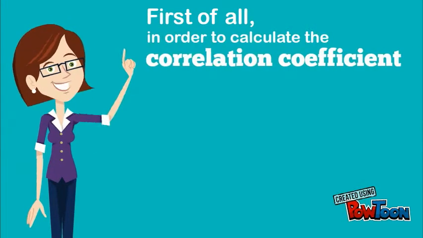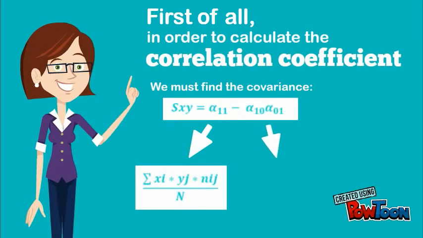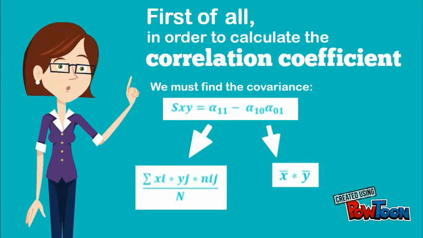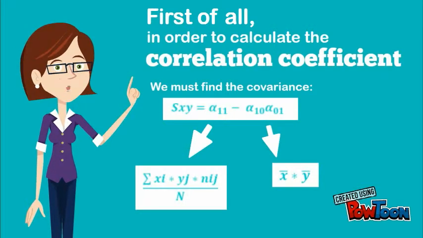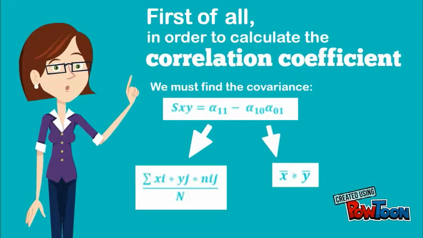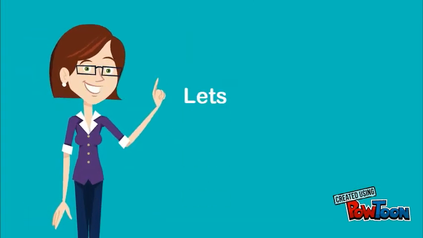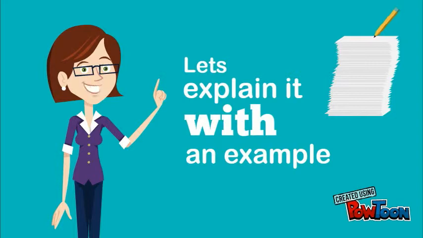First of all, in order to calculate the correlation coefficient, we must find the covariance, which is alpha 11, the sum of xi times yj times nij, divided by the sample size, or also called n, minus the average of x times the average of y, or alpha 10 times alpha 01. Let's explain this with an example.